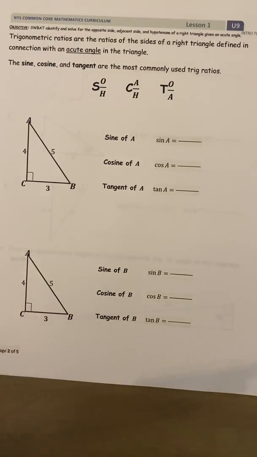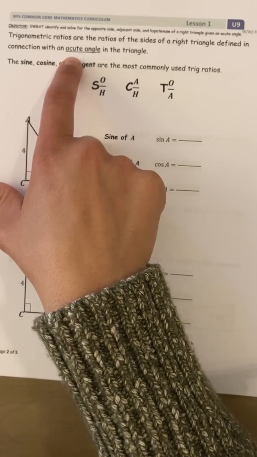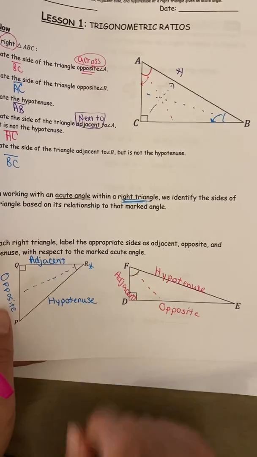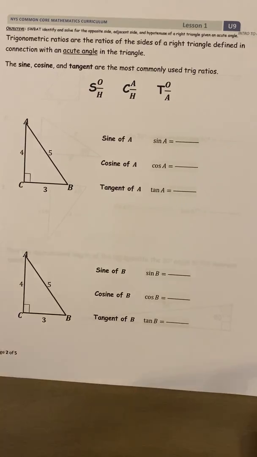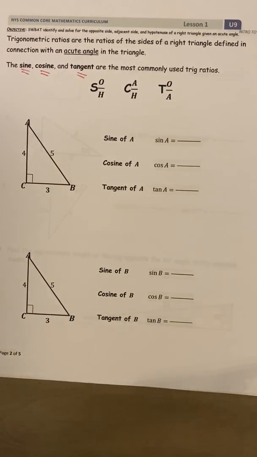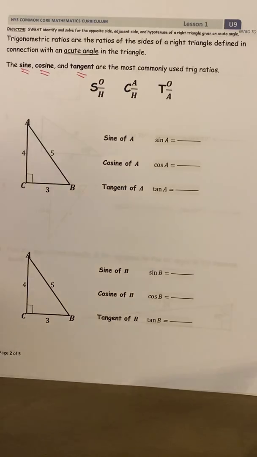Okay, so we have trigonometric ratios. These are ratios of the sides of a right triangle defined in connection with an acute angle. So it's just one of the marked angles. So when they say in connection to the acute angle, that just means, for example, this angle right here or this angle right here. You're never utilizing the right angle, okay? So there are three different trigonometric ratios. There's a sine ratio, a cosine ratio, and a tangent ratio. So we just like to do SOHCAHTOA, okay? If you can remember SOHCAHTOA and how to spell it, then you'll know all of your trigonometric ratios, okay?